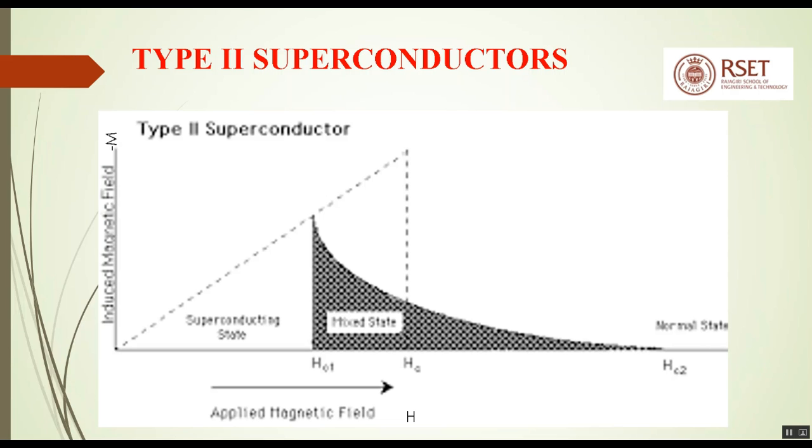Type 1 superconductors are pure metals, whereas type 2 superconductors are alloys. Hence, it is easy to convert a type 1 superconductor to a type 2 superconductor by adding certain impurities to it. A type 1 superconductor made of lead can be converted to a type 2 superconductor by adding sulfur to it.